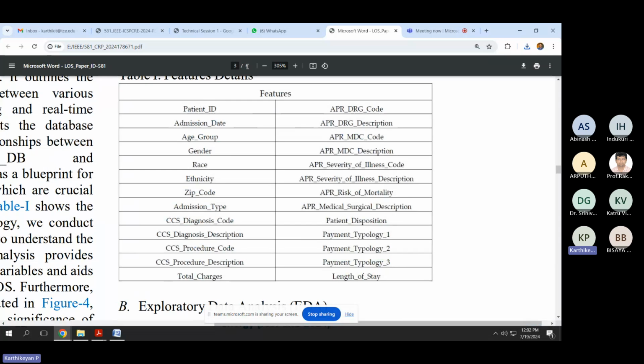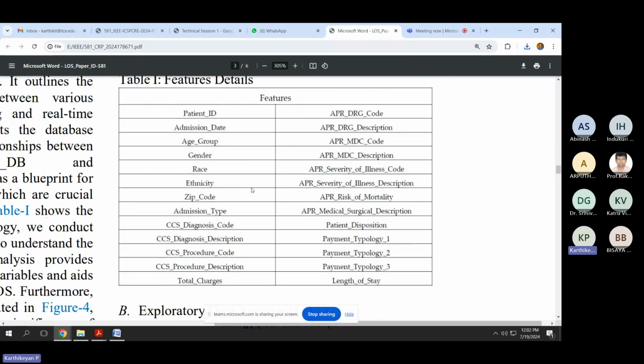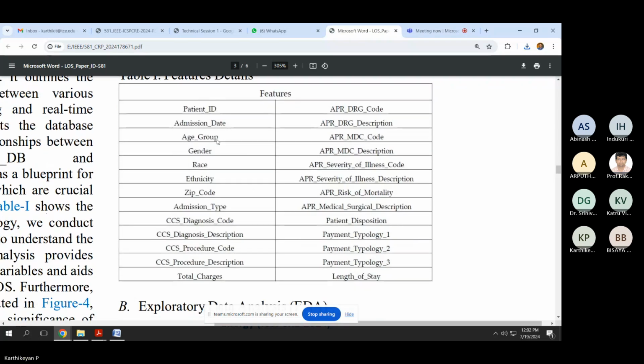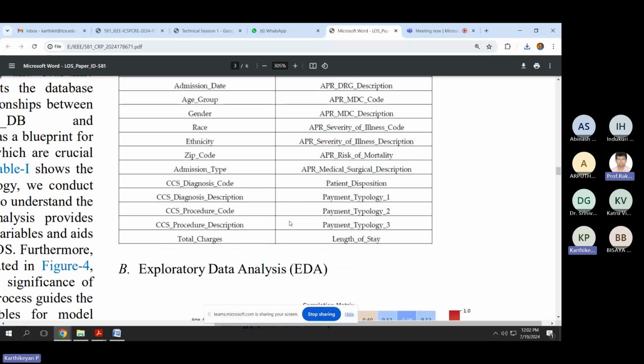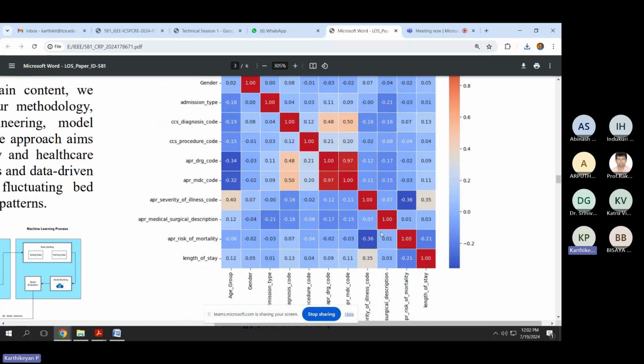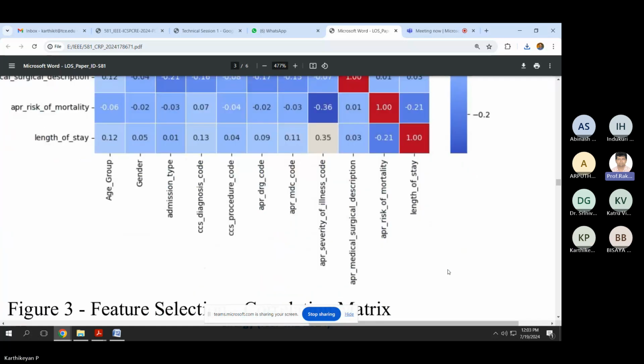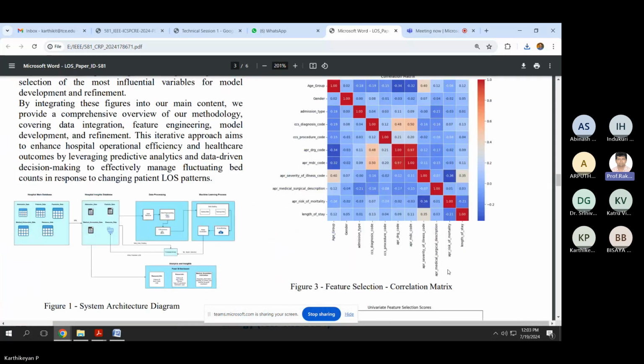Is my screen visible, sir? These are the parameters we used: age group, gender, race, ethnicity, admission type, diagnosis code. So these are the parameters you are predicting from. Which factor affects the patient's stay more? If some factor affects more, the patient's stay will be longer, so you are concluding based on this factor.